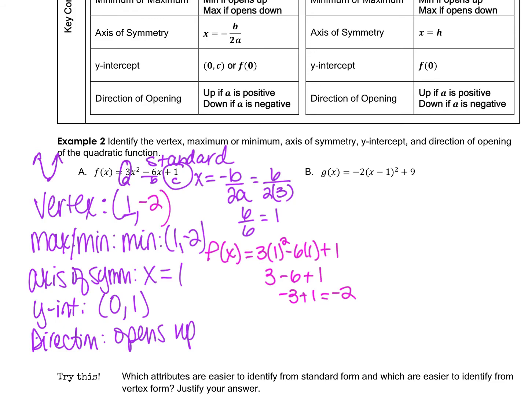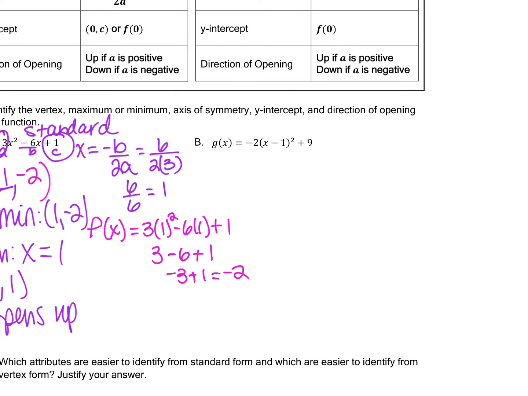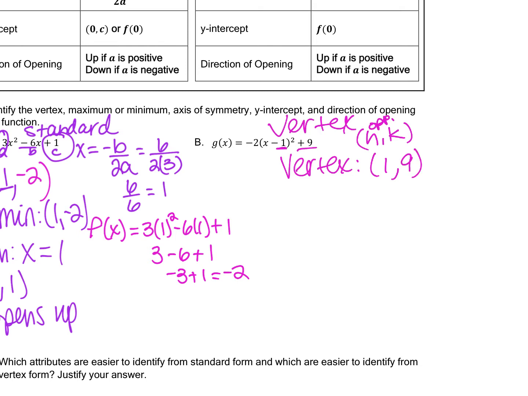All right, let's take a look at part B. Notice this is not in standard form. This one is in vertex form. So to find the vertex with vertex form, remember your vertex is HK. Remember, H is the opposite of what you're seeing. So instead of it being negative, it's +1. So that's a common mistake. Make sure you do the opposite of H. K is exactly what you see. So K is your y value of the vertex. So our vertex point would be 1, 9.